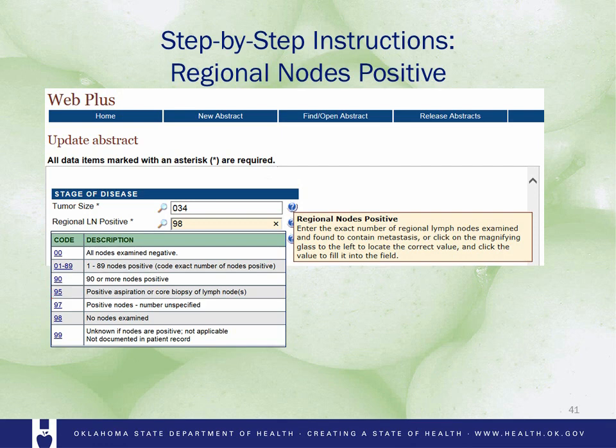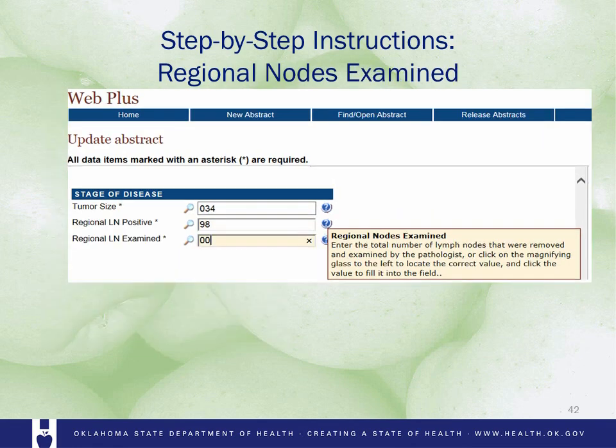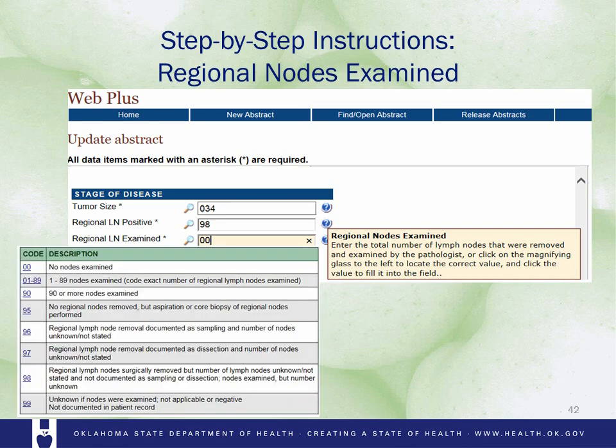If no regional lymph nodes were examined by a pathologist, code 98. In the regional lymph nodes examined field, you will record the number of regional lymph nodes that were removed and examined by the pathologist. Do not code any lymph node found clinically in this field. Use the search icon and select appropriate code if no exact number is stated. If only biopsy or aspiration of regional node is performed, code 95. If no regional lymph nodes were examined by the pathologist, code 00.